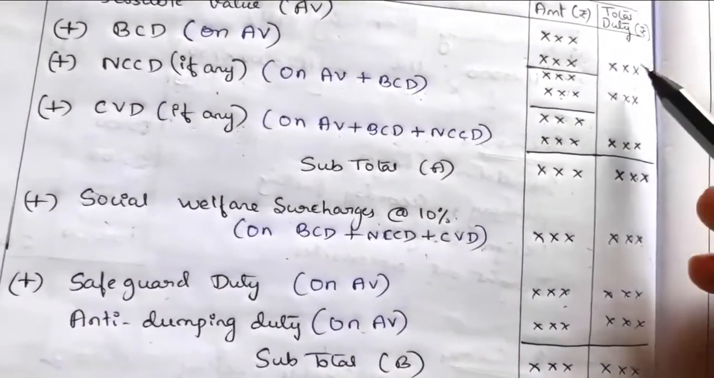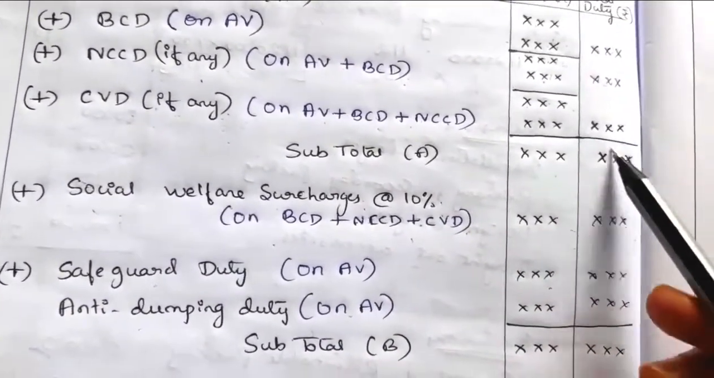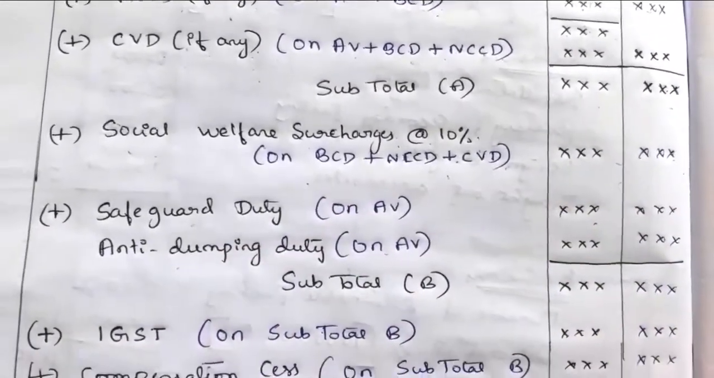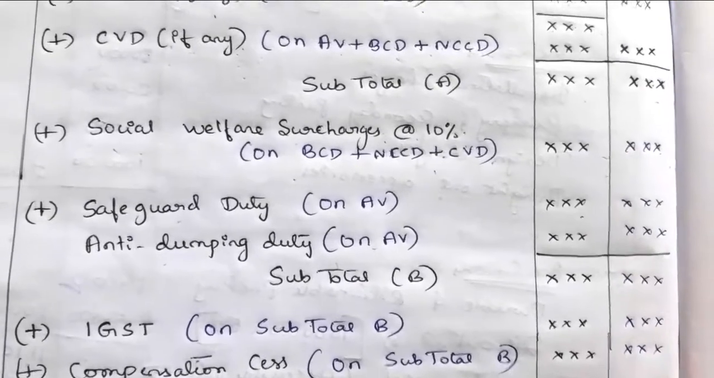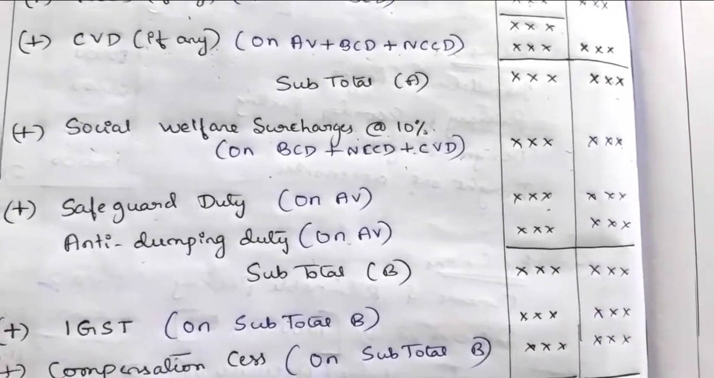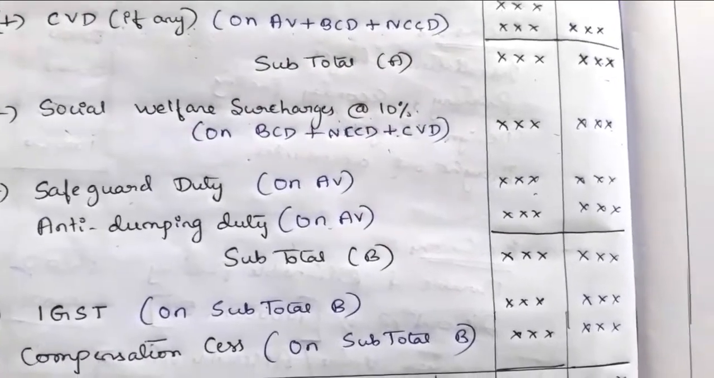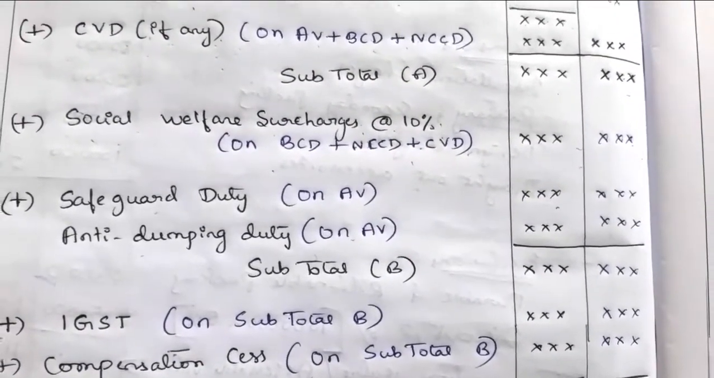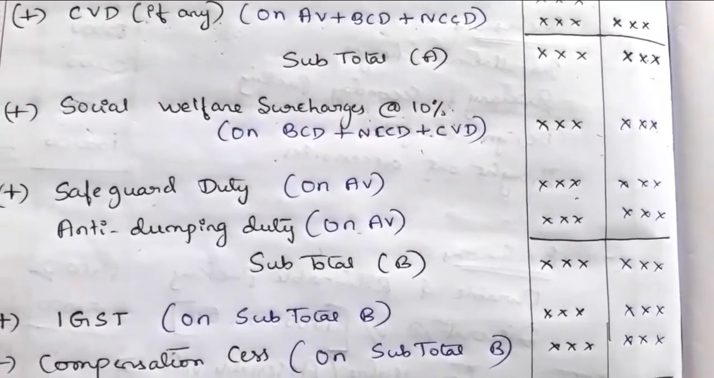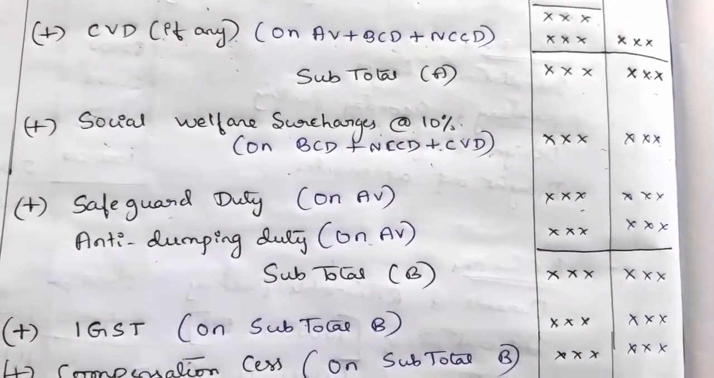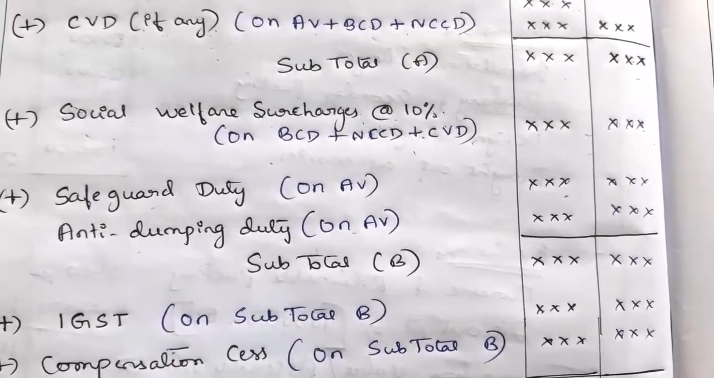It is calculated on the BCD, NCCD and CVD value. On duty, we have to compute this social welfare surcharge at 10%. This social welfare surcharge is nothing but a duty levied to provide finance for education, health or social security in our country.